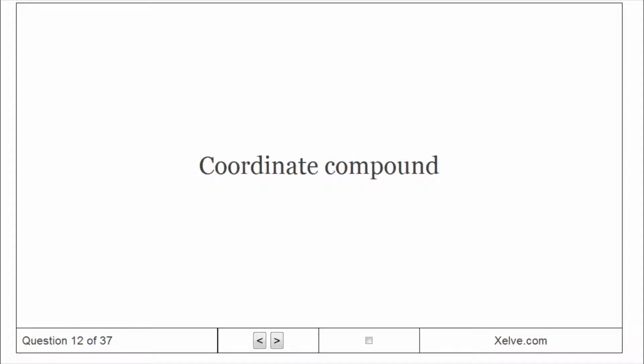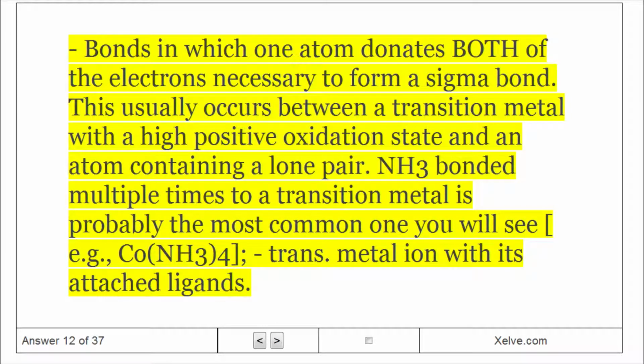Coordinate compound. Bonds in which one atom donates both of the electrons necessary to form a sigma bond. This usually occurs between a transition metal with a high positive oxidation state and an atom containing a lone pair. NH3 bonded multiple times to a transition metal is probably the most common one you will see, the transition metal ion with its attached ligands.